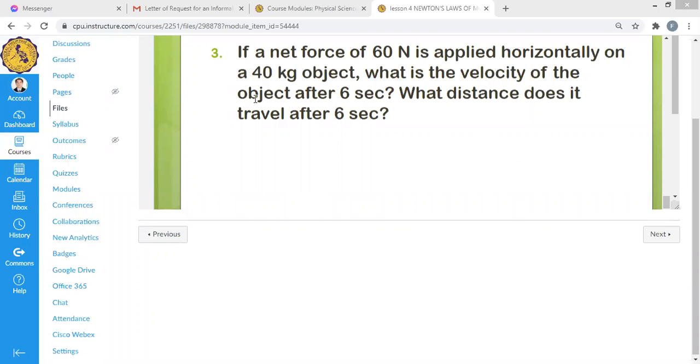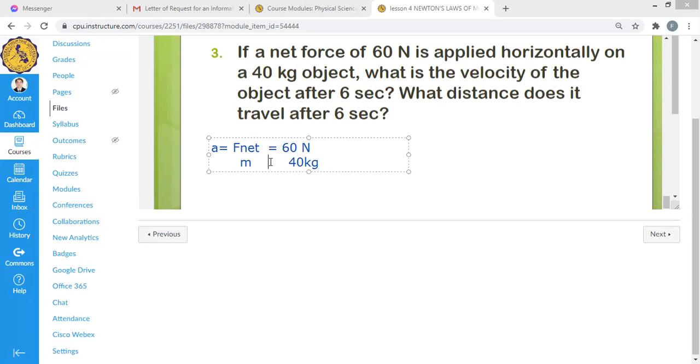Again, from our example here, you'll realize that from a given force and a given mass, we can obviously now find our acceleration. So that's the most obvious thing that we can get. So a is F net divided by mass, and we have that in our earlier problem. So therefore, this is 60 newtons divided by 40 kilograms.